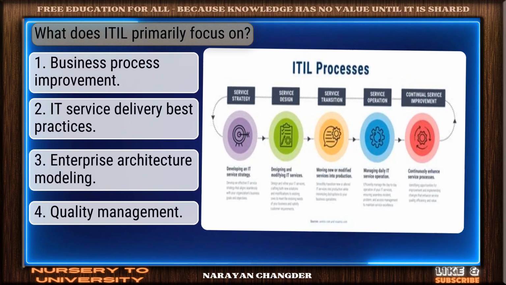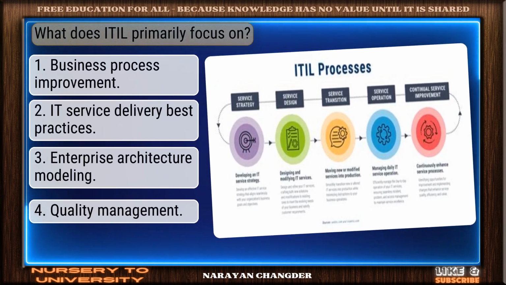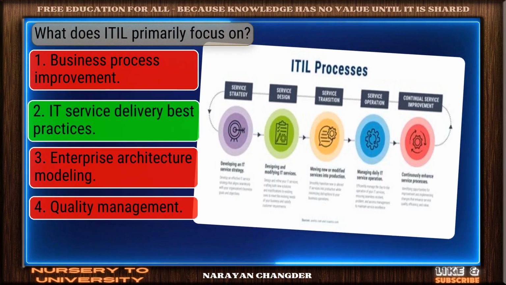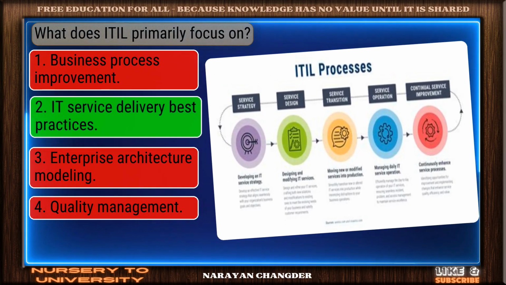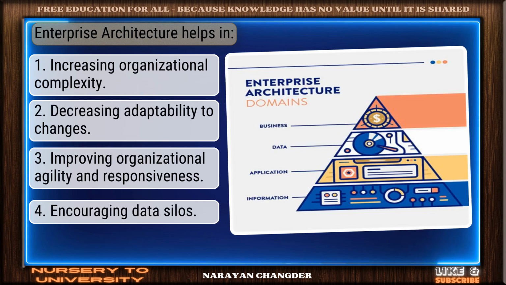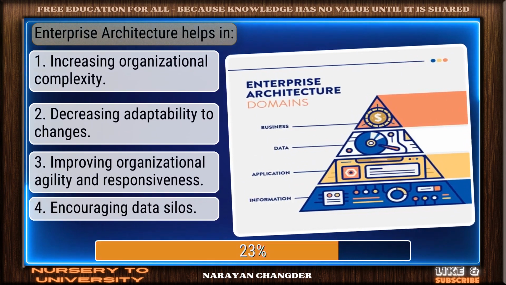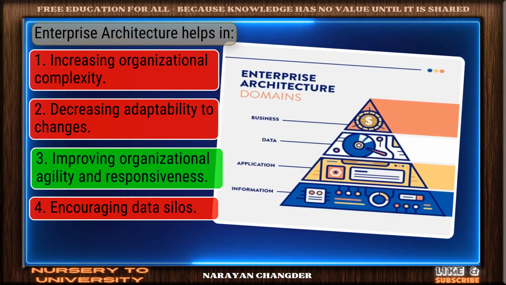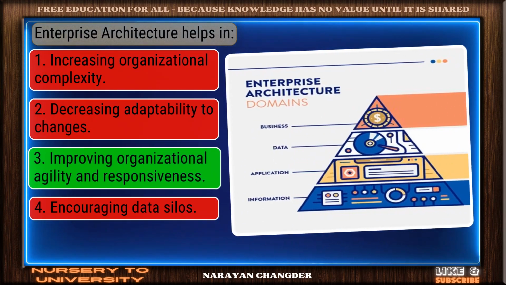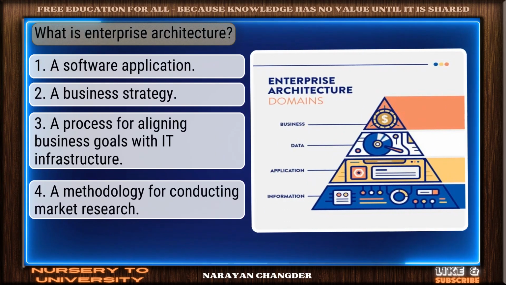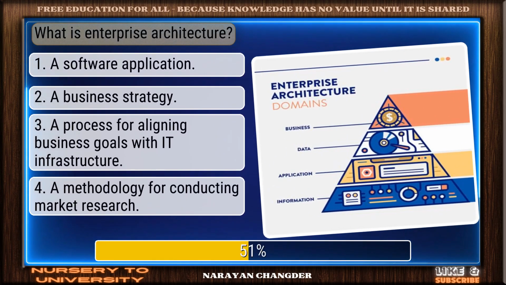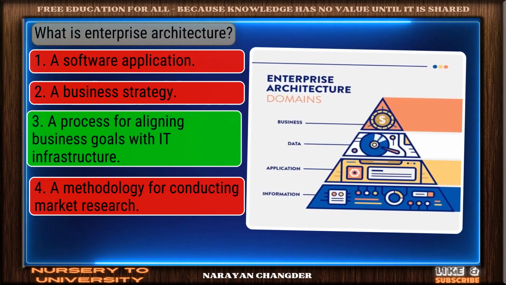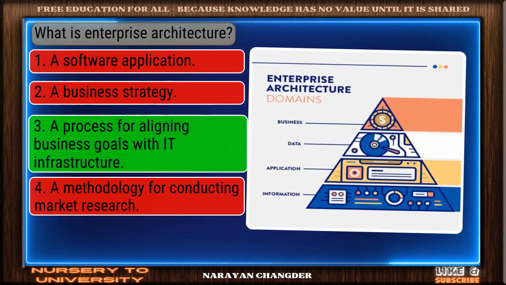Question number 71. What does ITIL primarily focus on? Perfect. Its service delivery best practices is the correct choice. Question number 72. Enterprise architecture helps in? Solid response. Improving organizational agility and responsiveness is a valid choice. Question number 73. What is enterprise architecture? On track. A process for aligning business goals with its infrastructure is the correct answer.